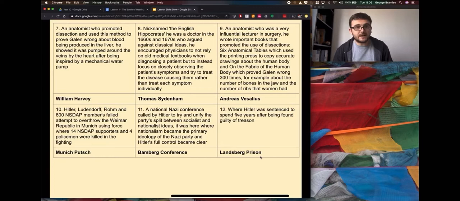11 is the Bamberg Conference, the conference where Hitler unified the Nazi Party behind him and his right-wing nationalist values, giving him full control over the Nazi organisation. And 12 is Landsberg Prison. It's where Hitler was imprisoned after the failed Munich Putsch. It's where he wrote Mein Kampf and decided that from that point on the Nazis would try to get power using politics like a typical party and move away from violence. Though you'll remember they didn't give up violence completely.